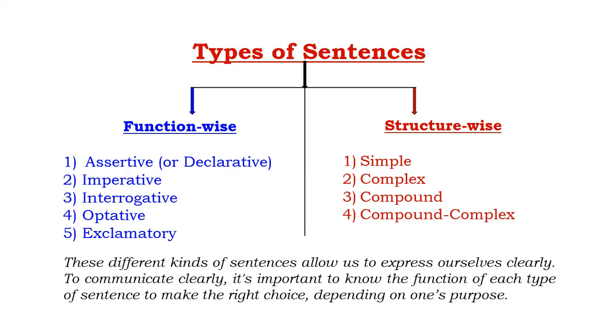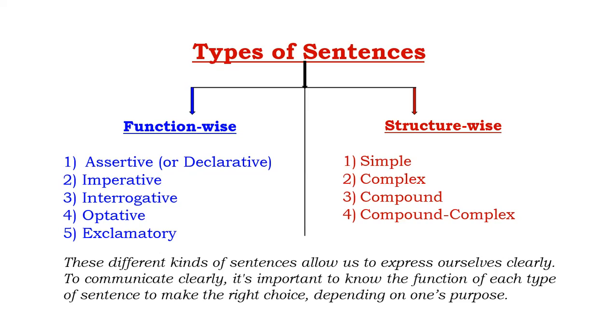However, I am going to tell you about the 5 kinds of sentences here, and they are: number 1, assertive sentence, also known as declarative sentence. Number 2, imperative sentence. Number 3, interrogative sentence. Number 4, optative sentence. And number 5, exclamatory sentence. Secondly, to describe sentences structure wise, there are 4 kinds of sentences. They are simple sentence, complex sentence, compound sentence, and compound complex sentence.